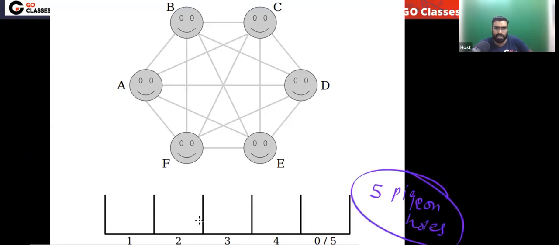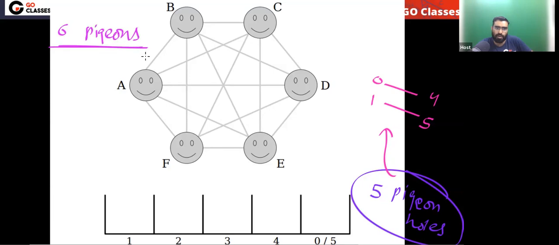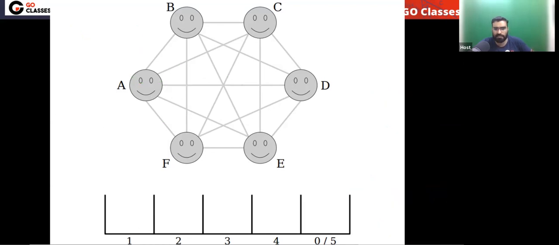Okay, whatever case you create, there will be 5 pigeonholes, either 0 to 4 or 1 to 5. But there are 6 pigeons. So more pigeons, fewer holes. So ultimately, I can say that at least 2 pigeons will share a hole. At least 2 people will have the same number of handshakes. At least 2 people will have the same degree.